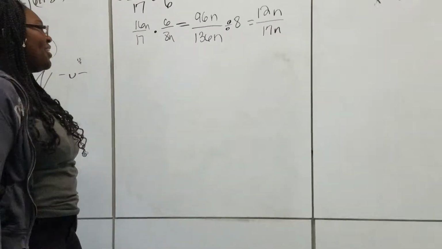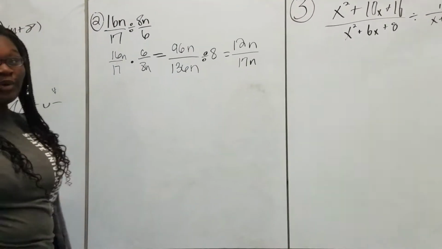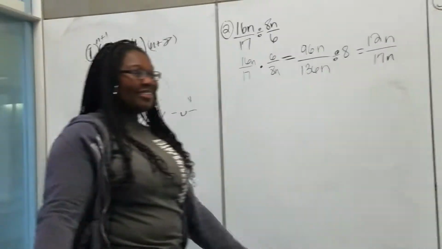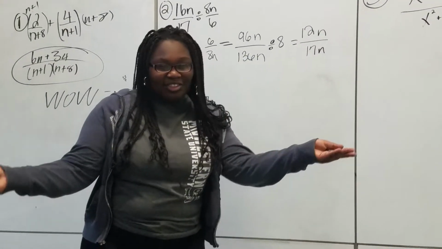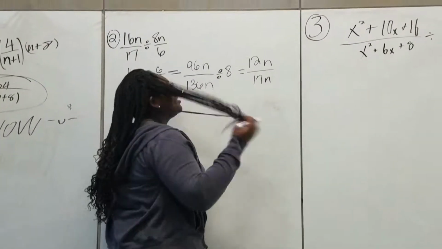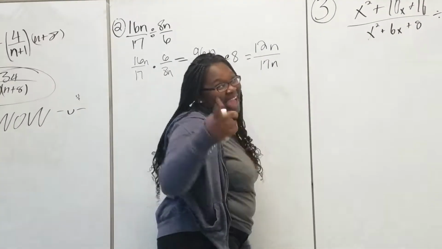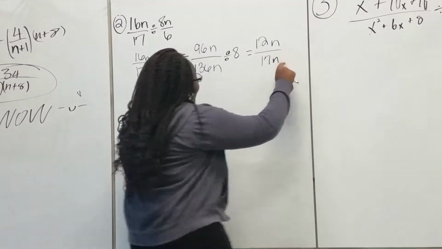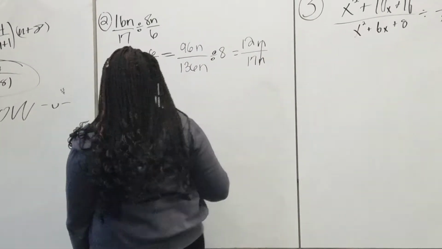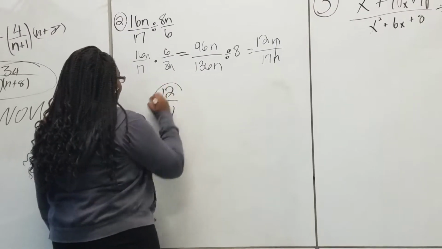The next step is to cross out your like terms. Well, what is like terms, you ask? Two terms that are the same. So, what two things are the same? 12 and 17? I don't think so. And an n? Correct. Cross out the n's, and the answer to this problem is 12 over 17.